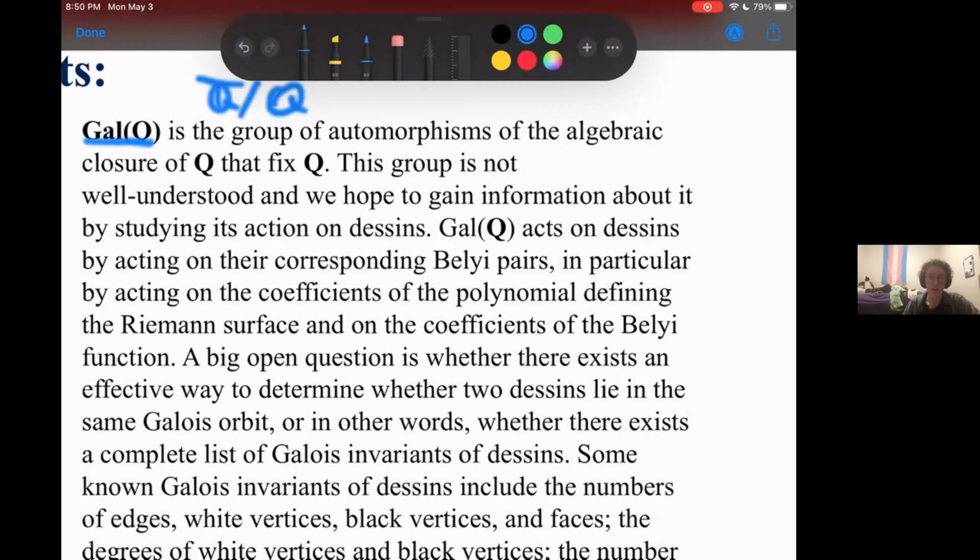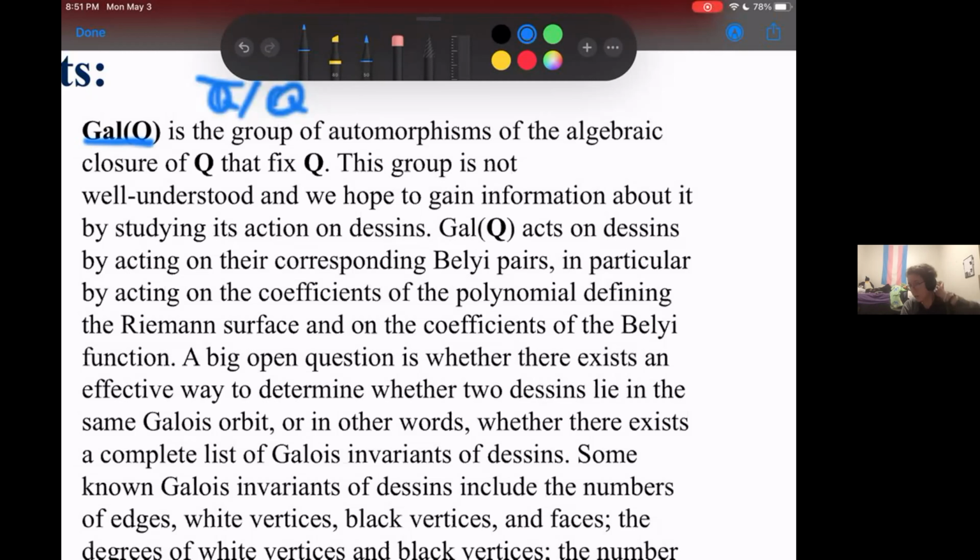So we want to learn more about it, and so we're going to have this group act on Dessins d'enfants. And the way we do that is, if we have a Dessin, we take the Belyi pair of that Dessin. The Belyi pair is going to be a compact Riemann surface and the Belyi function. The compact Riemann surface is defined by some polynomial, right? We said that before. And the Belyi map is a meromorphic function. So what we're going to do is take an automorphism from the group Gal Q and apply it to each of the coefficients in both the polynomial that's representing the compact Riemann surface and the coefficients of the Belyi function. So that's how we're going to define this action.